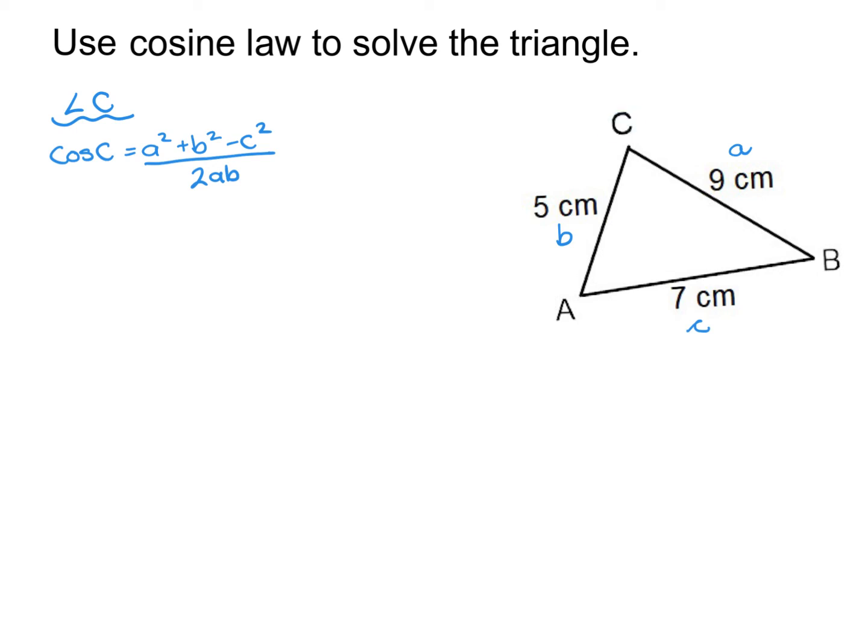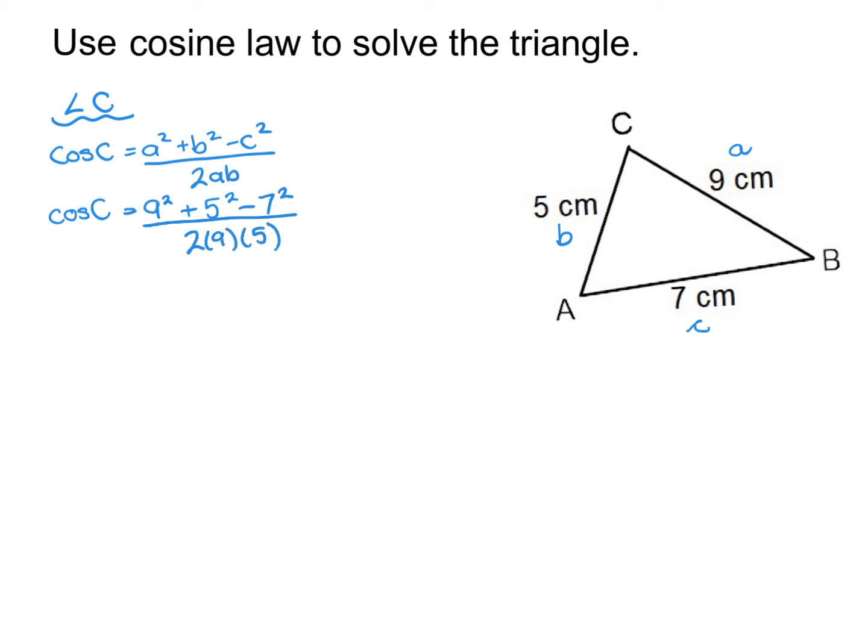Now angle C, we don't have a number for it, so we're just going to leave it as cos of angle C. And then a squared, well, a happens to be 9, so we're going to write 9 squared. Plus b squared, well, b is 5, so we're going to write 5 squared. Minus c squared, and c happens to be 7, so we're going to write 7 squared. All of that over 2 times a, which happens to be 9, and times b, which is 5.